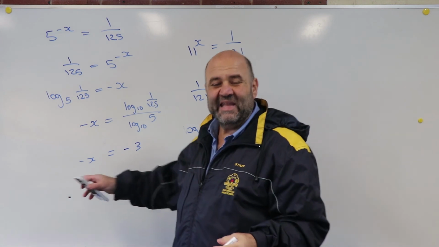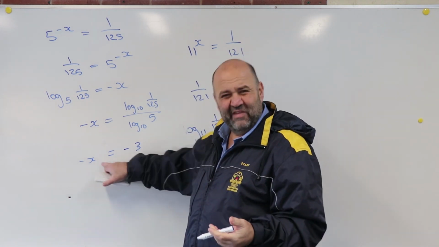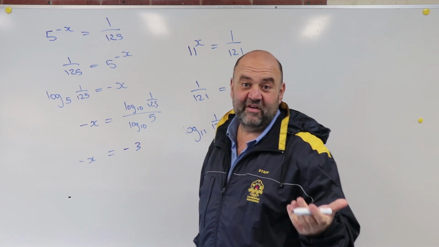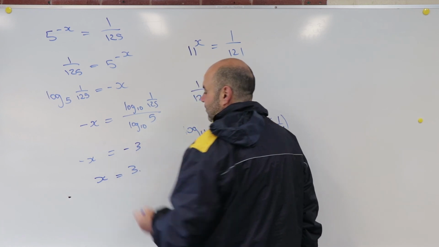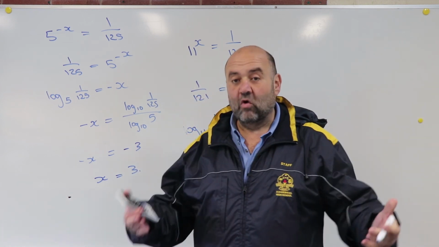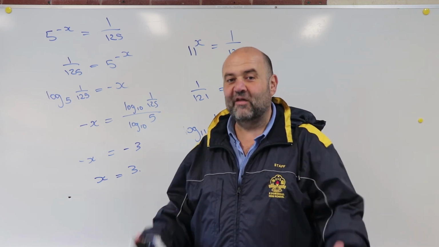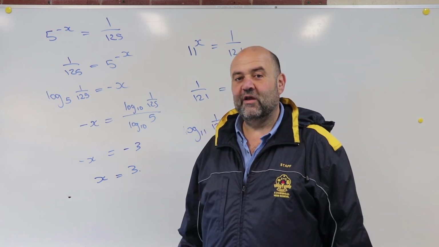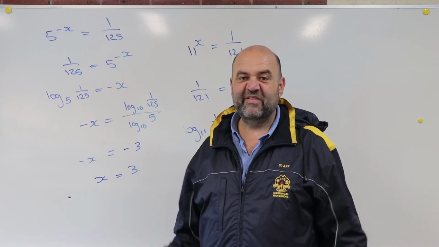So this tells me that negative x is equal to negative 3. Well, if negative x is negative 3, well then positive x is positive 3. And that's it, job done. And they all work out exactly the same way, guys. Just follow the technique, follow the method I showed you in the video, and you can't go wrong. Okay. I hope that helps.